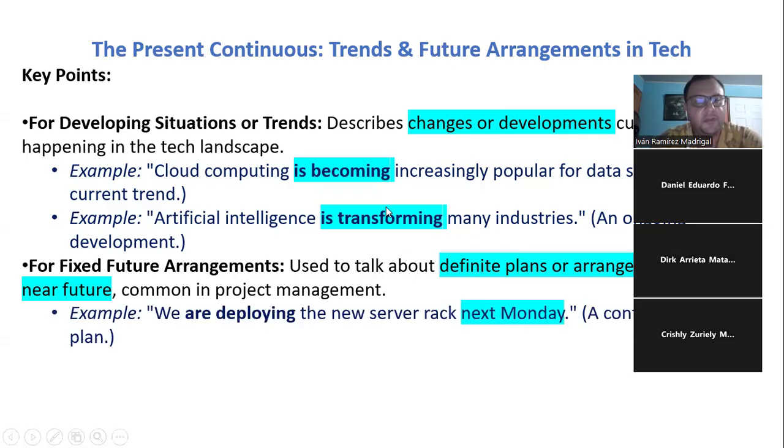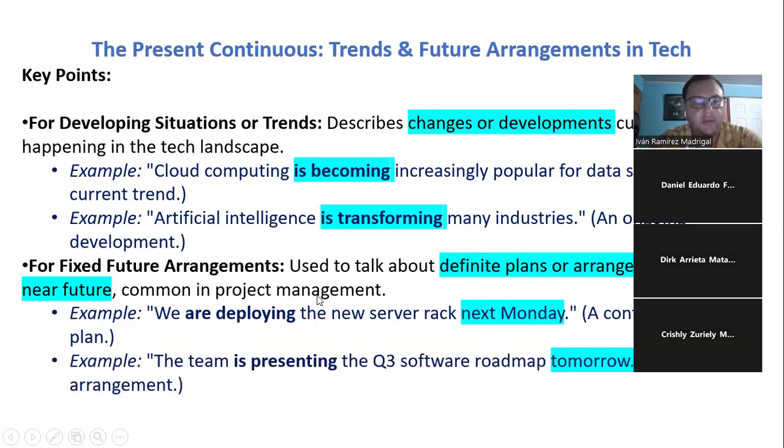And our examples for definite plans and arrangements. Here we have a very good example. We are deploying the new server rack next Monday. This is set to be in a future time, in a near future, next Monday. This has future meaning, but has been arranged. And the team is presenting the QR software roadmap tomorrow. They are going to do this tomorrow. It's been arranged to be so. So I'm going to use present continuous with a future meaning for something that has been definitely planned or arranged.